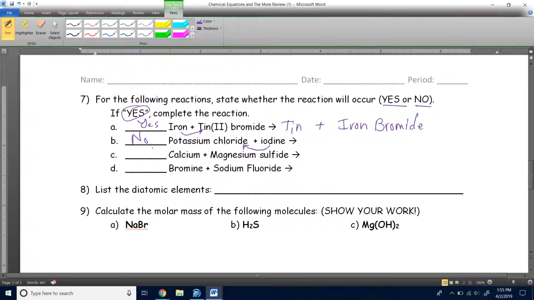Okay, so for the test, just make sure you're able to read the activity series and be able to decide whether an element is strong enough to replace another element in a single replacement reaction.